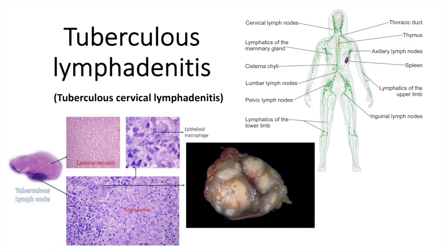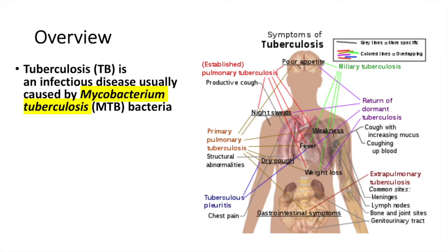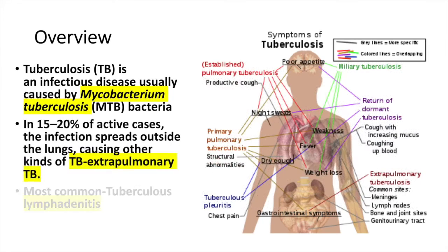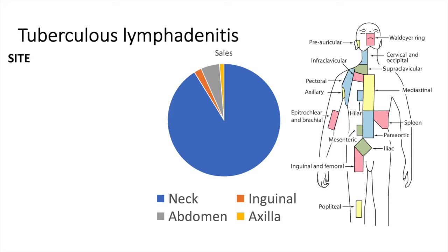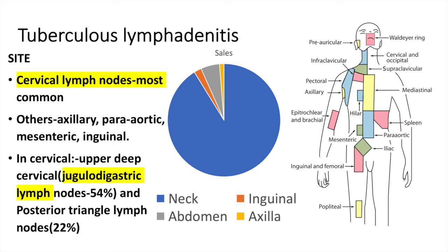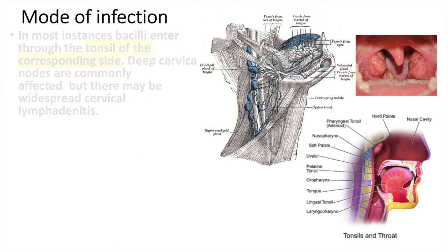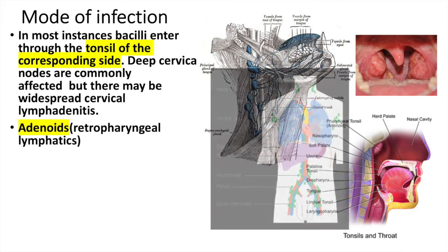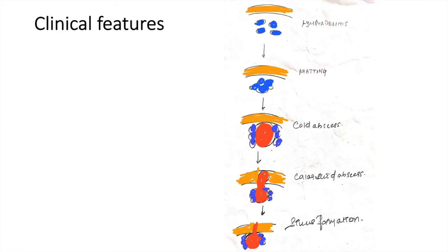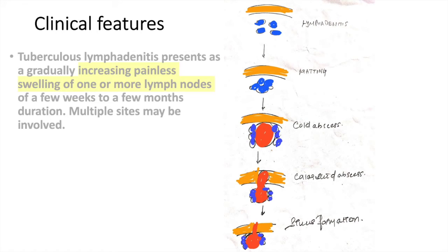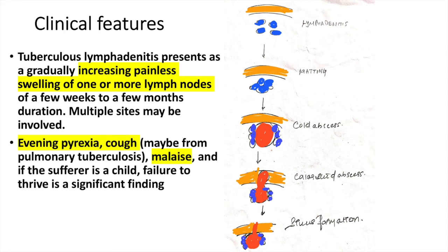So let's quickly recap. In the previous video, we saw all about tuberculous lymphadenitis, its overview, the mode of infection, the sites of infection, the most common site being the cervical lymph nodes. We saw about the mode of infection, and then we also saw in detail about the clinical features and all the stages of lymphadenitis. In this video, let's continue talking about the clinical manifestations, the diagnosis, and the treatment. So let's start right away.